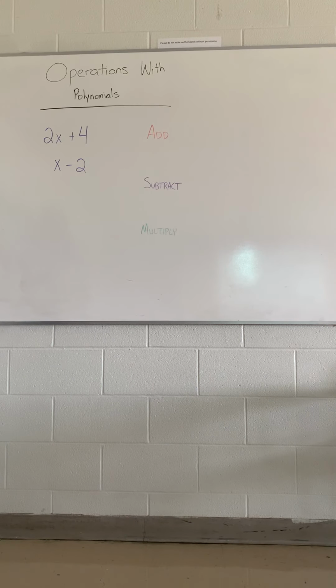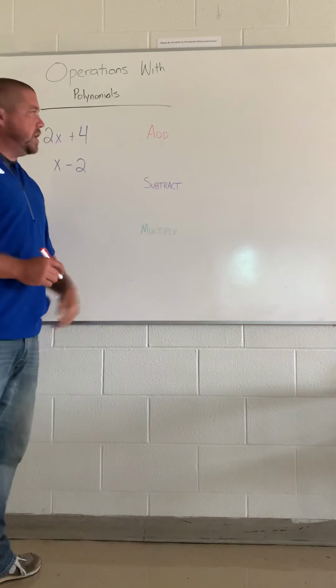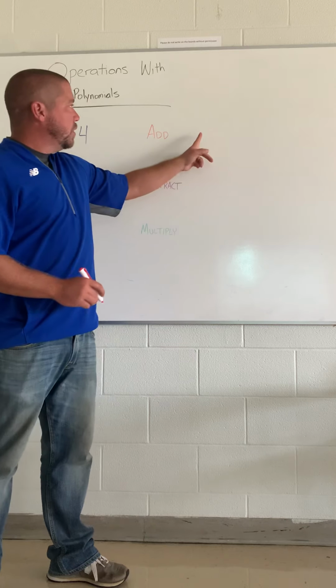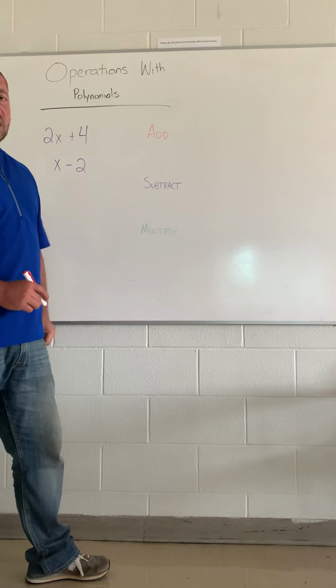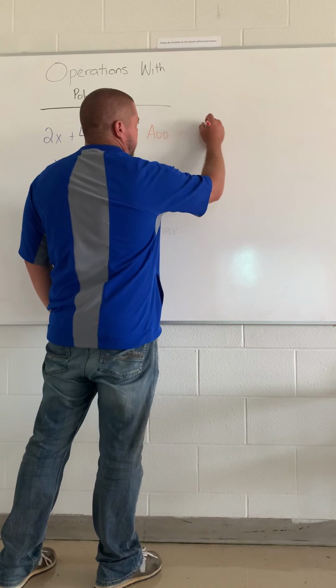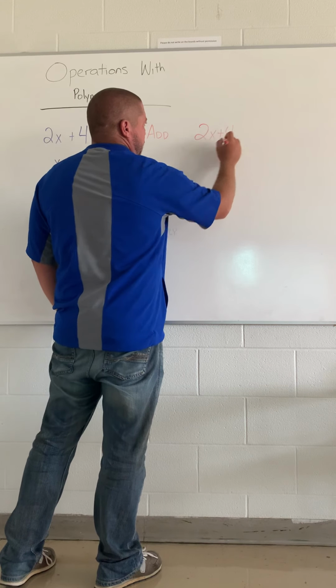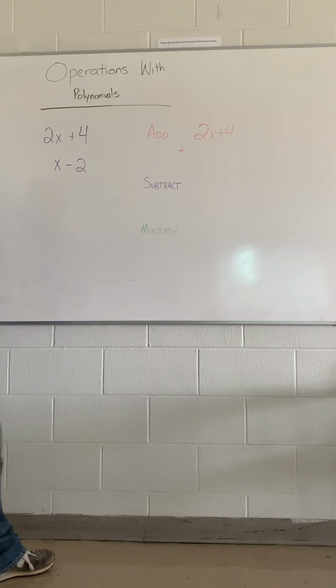The first operation we're going to perform with them is addition. So we're going to take 2x plus 4 and we're going to add x minus 2. You can do this one of two different ways. You can write them out going left to right, or you can write one out on top of the other. When I'm adding and subtracting, I like to write them one on top of the other. So we've got 2x plus 4. And I'm going to add x minus 2.